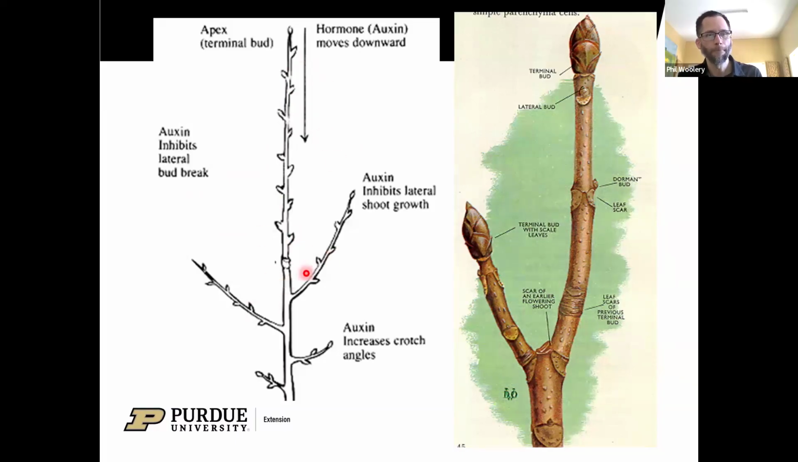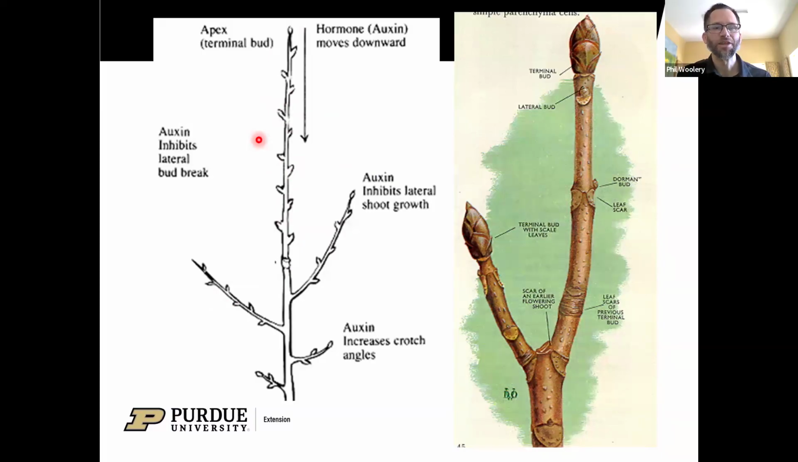So removing this auxin, if we cut it right up here, what's going to happen? We lose this auxin signaling, which was keeping the buds from breaking. So then we have all these buds that can break here, and they will increase their growth rate. That might not be the desirable response we want. If we don't like this branch growing in this area, we just cut it here.